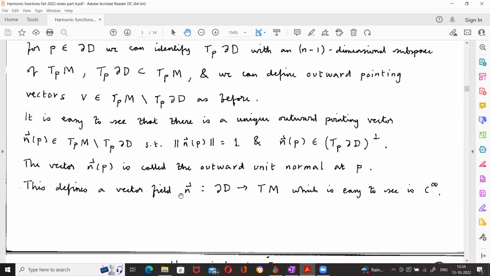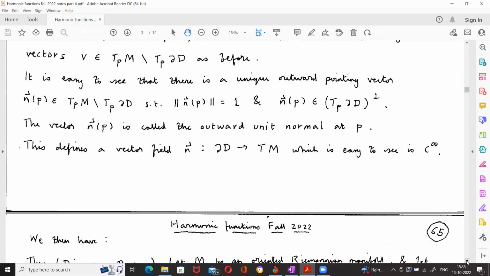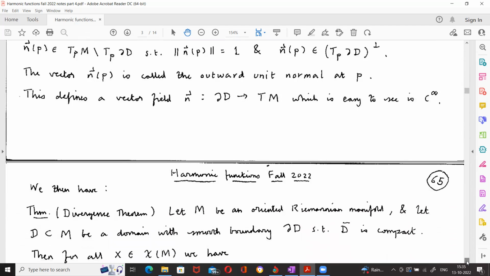So we get a vector field N from boundary D to the tangent bundle of M, which it's not hard to show is a smooth vector field on boundary D. All right. So this is the outward unit normal. Is this okay? Yes, sir. Okay. So now we can state the divergence theorem.